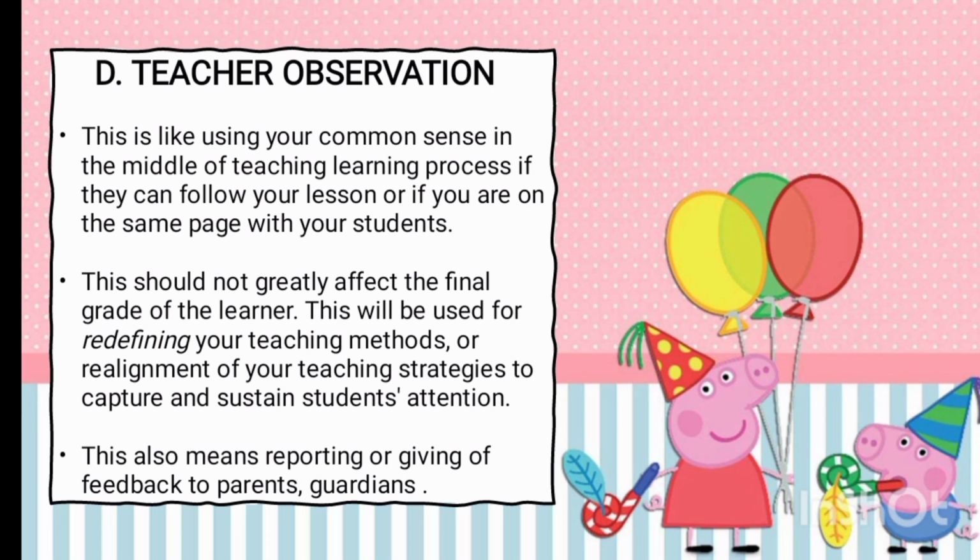And for the last part of the categories of appropriate learning targets, we have the teacher observation. This is like using your common sense in the middle of the teaching learning process. If they can follow your lesson or if you are on the same page with your students, we let them recite, we ask them questions if they clearly understood the lesson, the idea of our lesson, and also for the subject if they can follow up, diba?